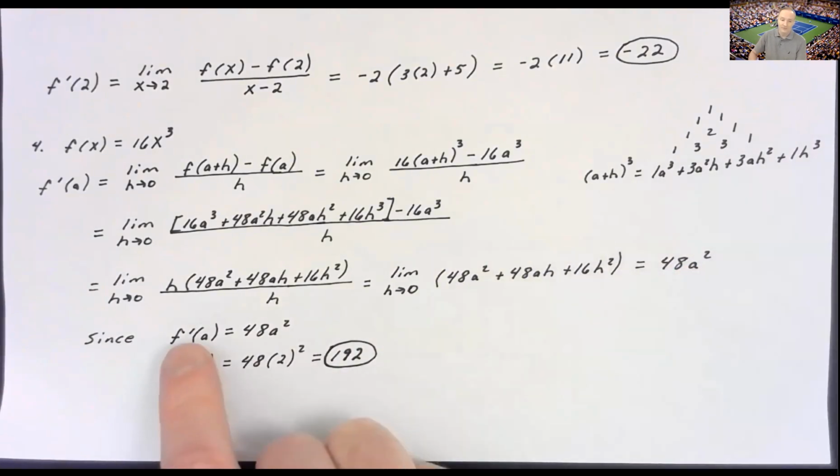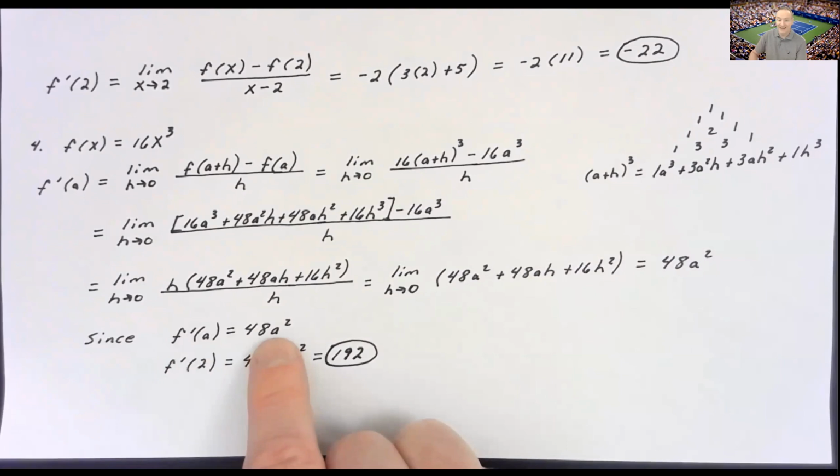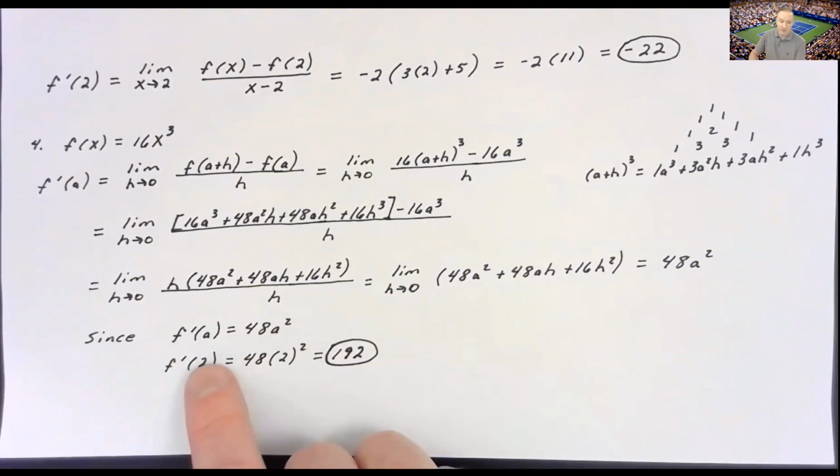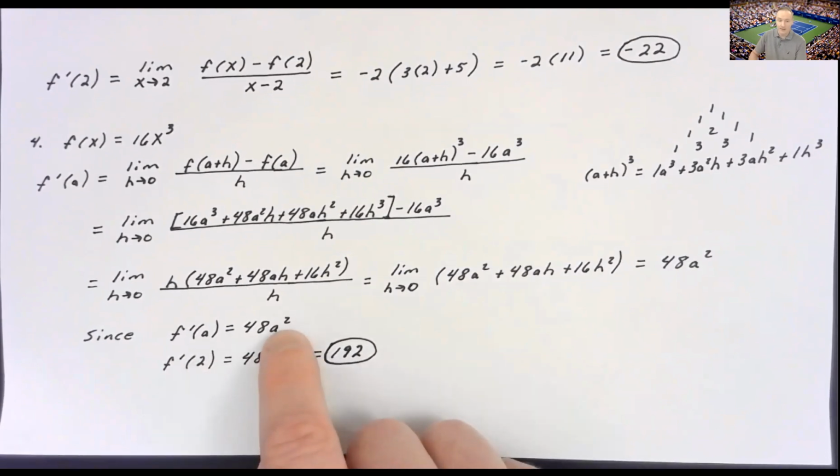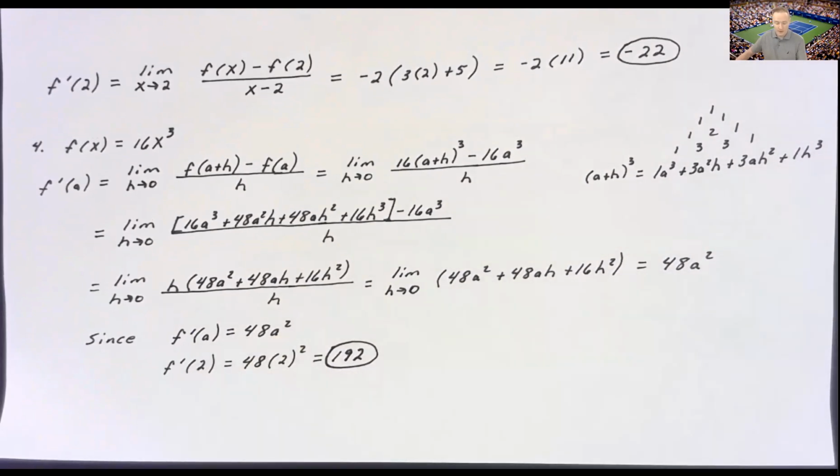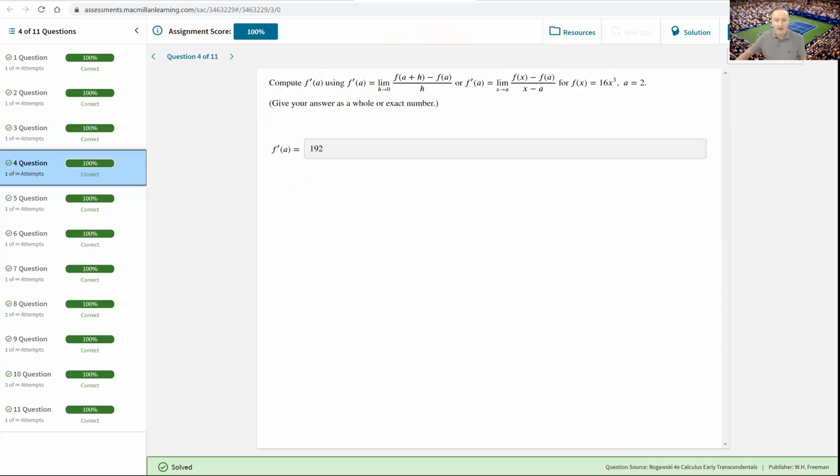Now, we found the derivative evaluated at a to be 48a to the second. The problem wanted the derivative evaluated at 2. So I simply plug a 2 in for a, and I would get 48 times 2 squared, which is 48 times 4. And you can see I had my answer of 192 there. Now, whenever you go to this, you can see, yep, that's what he put, the answer 192.